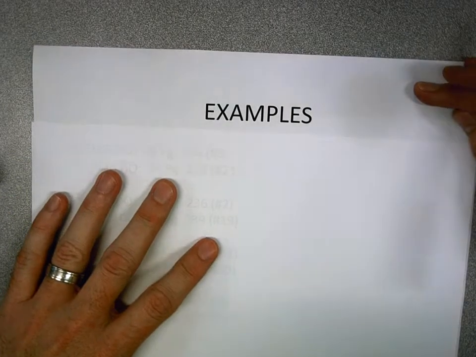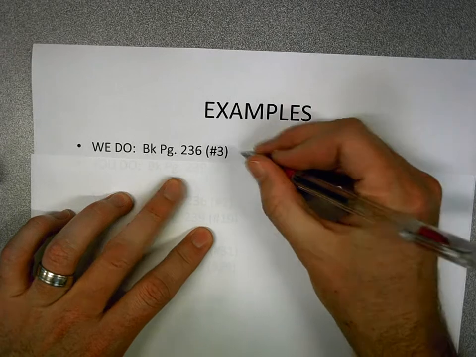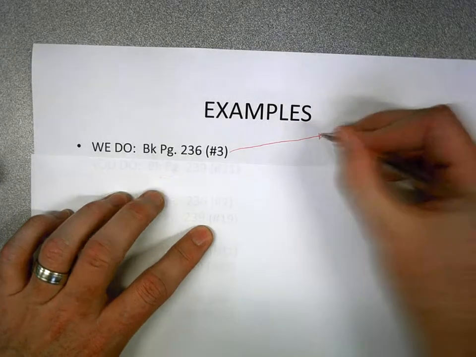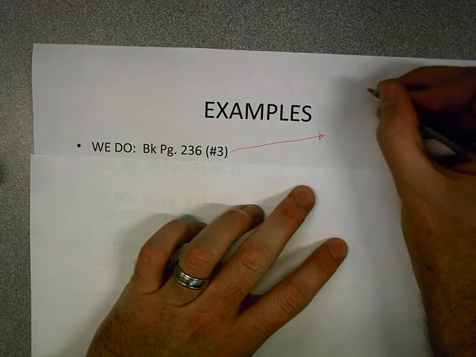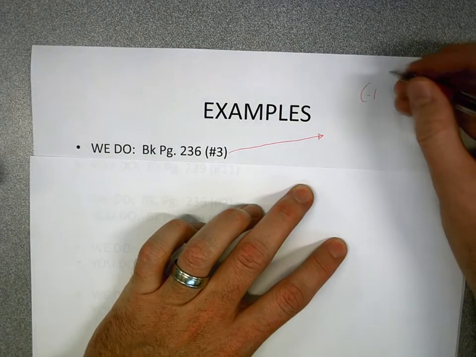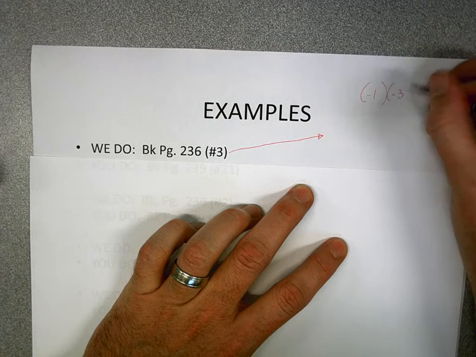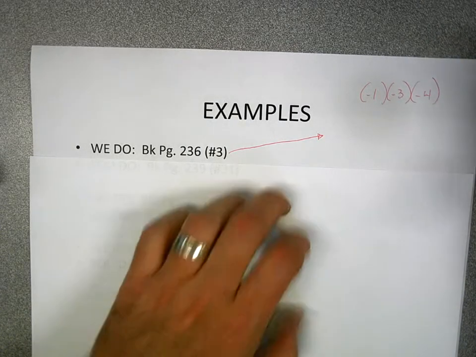On page 236, here's what I'd like to do. Let's take a look at the very first problem, problem number 3. The first problem we're going to do, obviously, is the third problem on your book page. Okay, problem number 3 looks like this. We have -1 times -3 times -4.